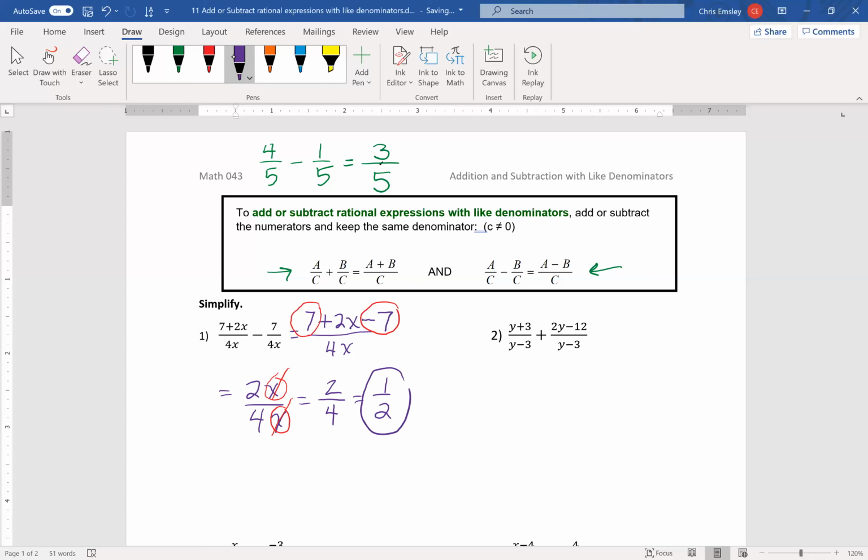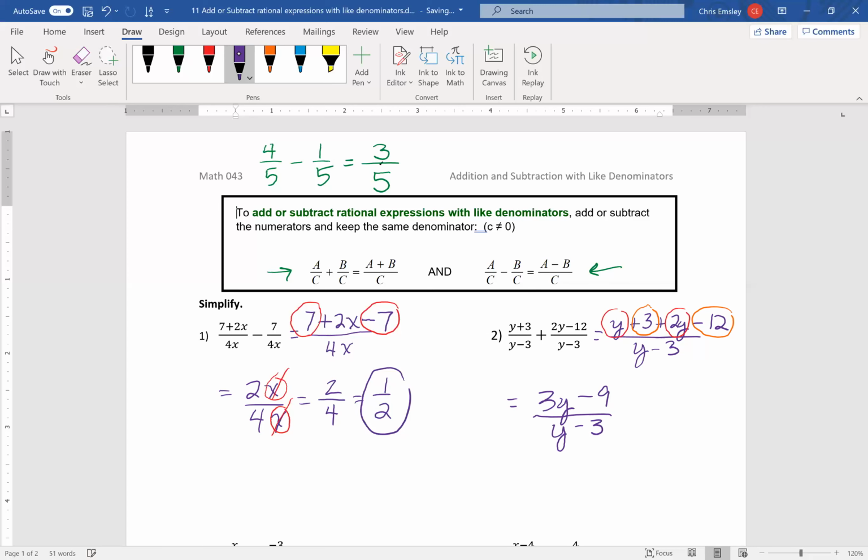Next up, number 2. Again, we have common denominators, so that denominator will just stay y minus 3, and we'll do our arithmetic across the top. We have y plus 3 plus 2y minus 12. We want to look for any like terms that we can combine. We have a y and a 2y, so that gives me 3y. And then we have a plus 3 and a minus 12. So that gives me minus 9.